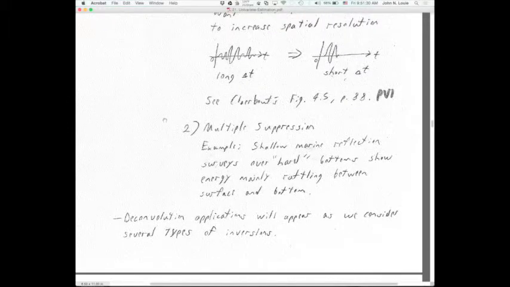Multiple suppression is another good objective for deconvolution. You might have shallow marine reflection surveys over hard bottoms. A real great example is when they did marine surveys, deep crustal work actually, in the fjords of western British Columbia and southeastern Alaska. Those have been scraped clear just 10,000 years ago, scraped clean of any sediment or mud. So you basically have polished granite at the bottom of your water column. Not only did that cause lots of energy to rattle between the surface and the bottom, and that completely destroyed the P-wave images of the deep crust they were trying to get.